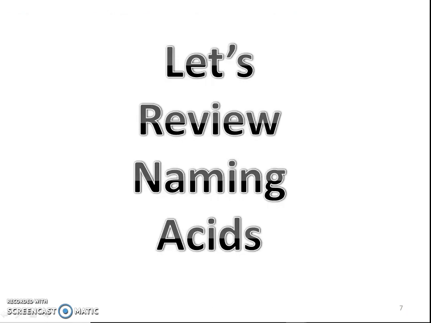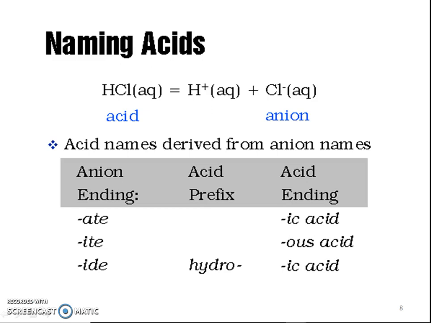So let's first review naming acids, and if you need even more understanding, go back to chapter 2, I believe, when we did naming of ionic compounds, covalent compounds, and acids. So just quickly, here's our HCl. We can break that apart into the cation and the anion. So acids are really named after the anion that it's produced from. So in this case, we have hydrogen with one other element, so that anion would end in chloride. If it ends in ide, we're going to call it hydrochloric acid.